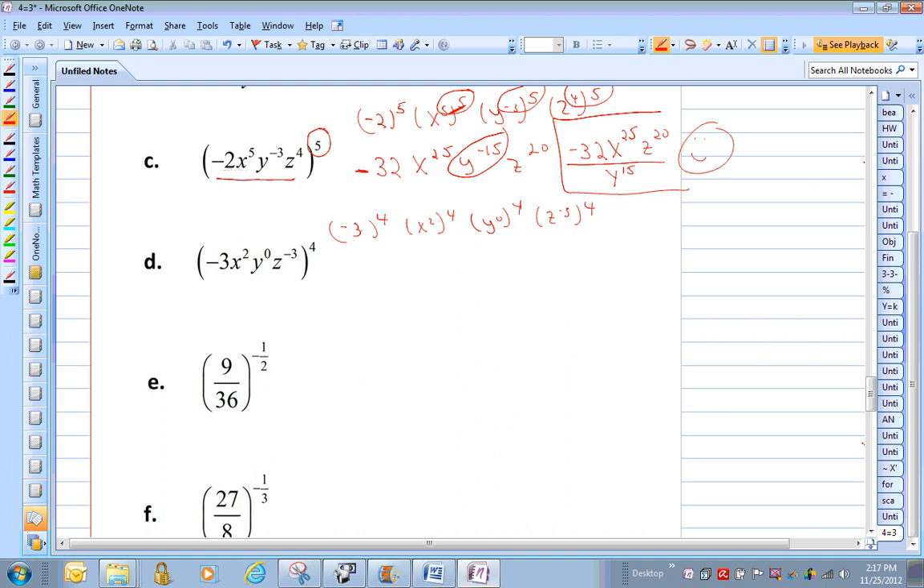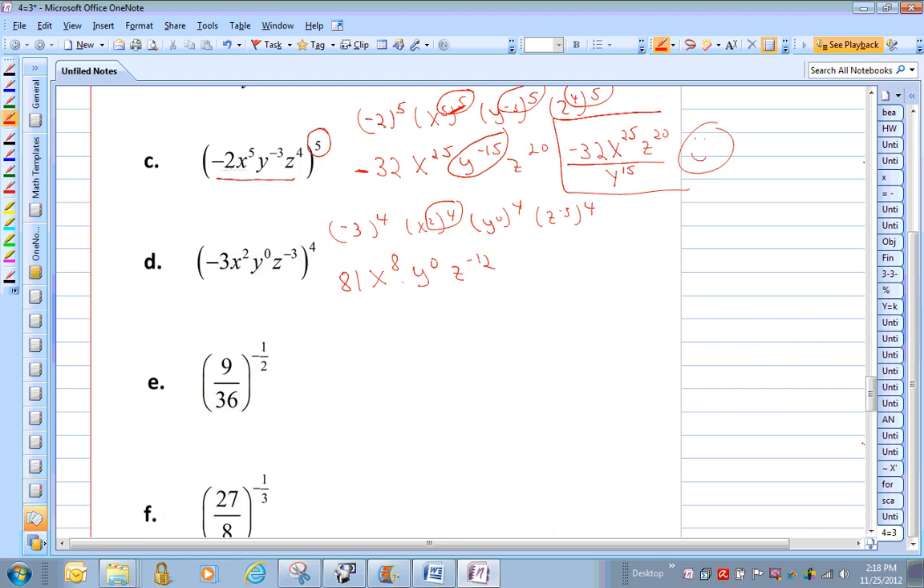All right, so a negative number raised an even number of times would make it a positive. So that's really, really important. So 3 times 3 is 9, times 3 is 27, and 27 times 3, I believe, is going to give us 81. And there'd be a positive 81 this time. And then, again, power to power, so we're multiplying, so we would get x to the 8th. We would get y to the 0, 0 times 4 is 0. And we would get z to the negative 3 times 4, which would be negative 12.